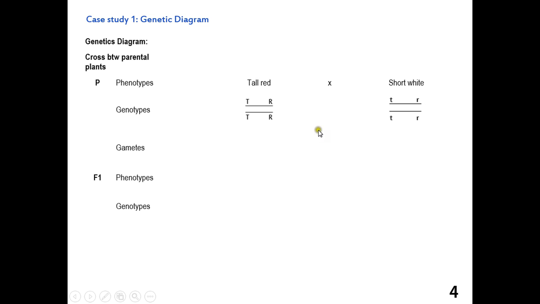Gamete-wise, we will actually take out one particular chromosome. There will only be one possible combination because this is a double homozygous dominant. While for the short and white plant, being a homozygous recessive plant, there is only one possible combination of the gamete, which is small letter t and small letter r. When you put these two gametes together, you're going to get this possible F1 genotype.